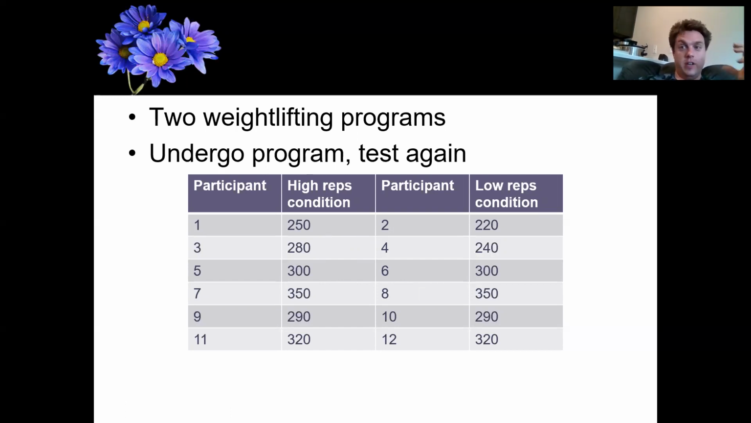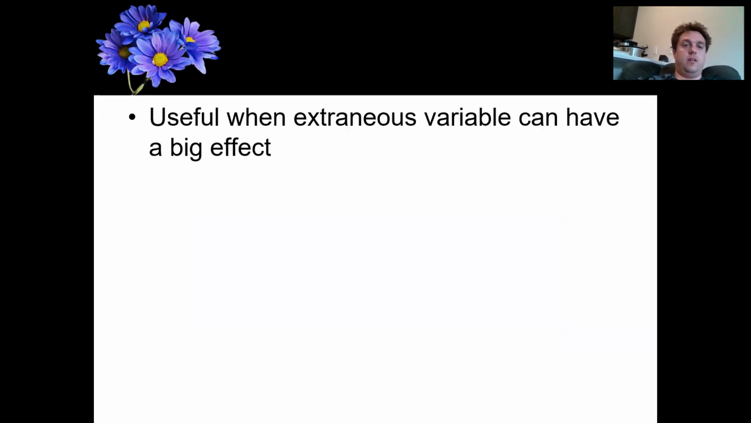And again, it should even out through random assignment, but it's so variable that it's not going to even out perfectly. So that's where, if we're really worried about this extraneous variable adding too much fluctuation, then we will often use a match design or a within subject design. We'll get to that in a bit.